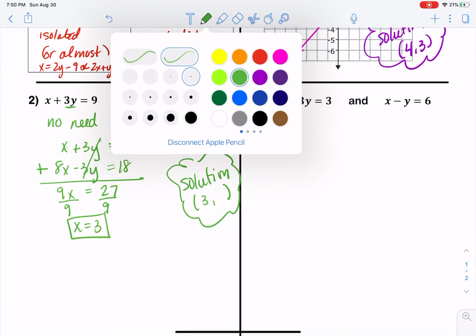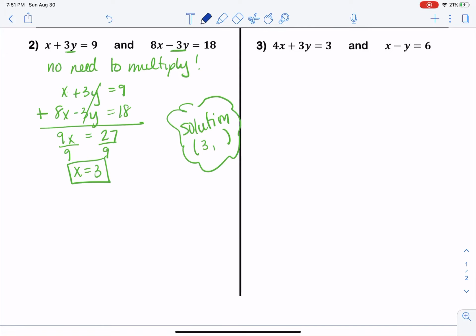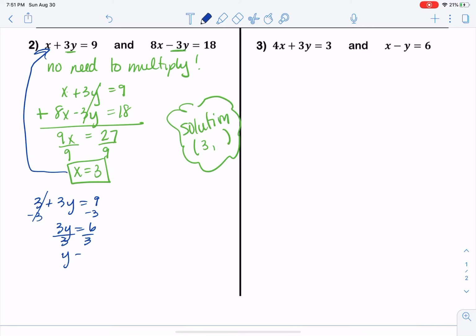So now I take this and plug it back into one of the equations. I like that one. So I'm going to say that 3 plus 3y equals 9, minus 3, minus 3, 3y equals 6, divide, and we get y is 2.